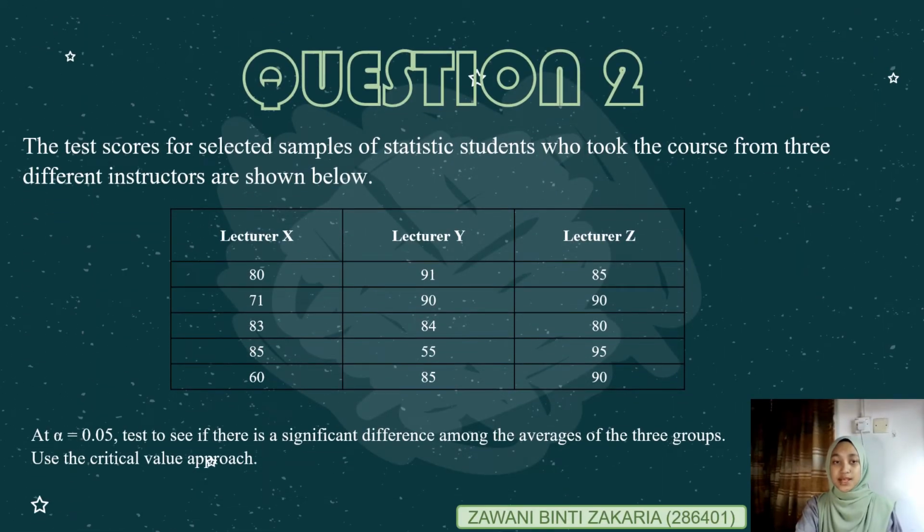Question number 2. The test scores for a selected sample of statistics students who took the course from 3 different instructors are shown below. There are 3 instructors, lecturer X, lecturer Y, and lecturer Z. At alpha equal to 0.05, test to see if there is a significant difference among the averages of the 3 groups. Use the critical value approach.